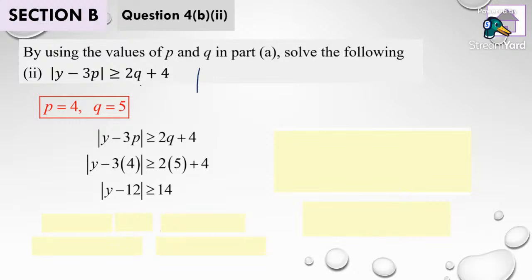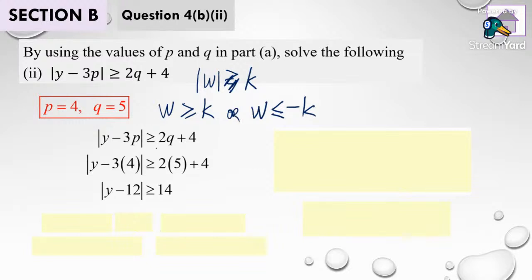Recall back. Let's say I have modulus of W greater than or equal to, let's say, K. The first situation, open modulus, maintain the inequality, maintain K. Second, open modulus, switch the inequality, switch the sign of K. The relationship for this arrangement, greater than, we have or. So as a result, this is what I have.